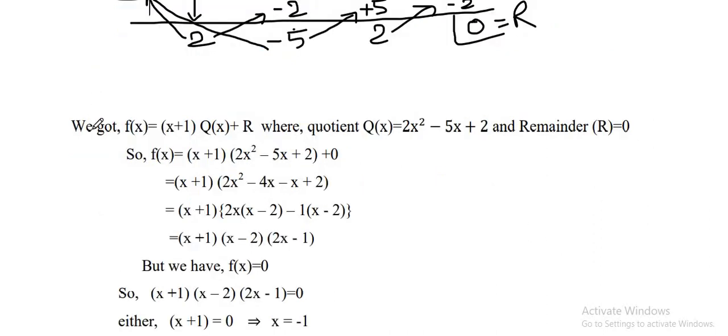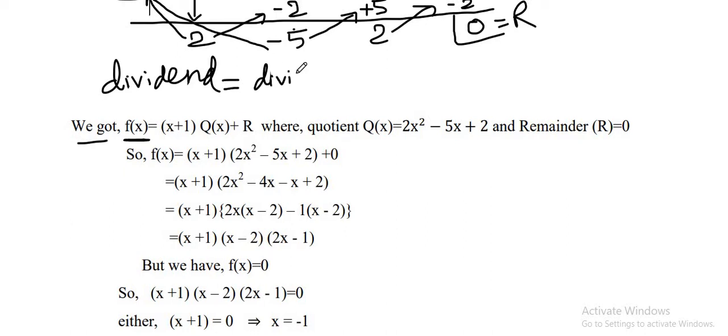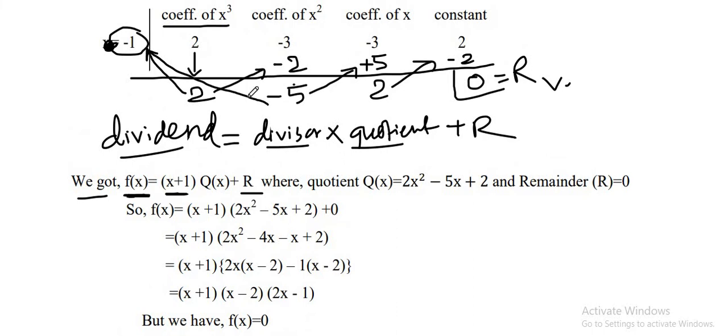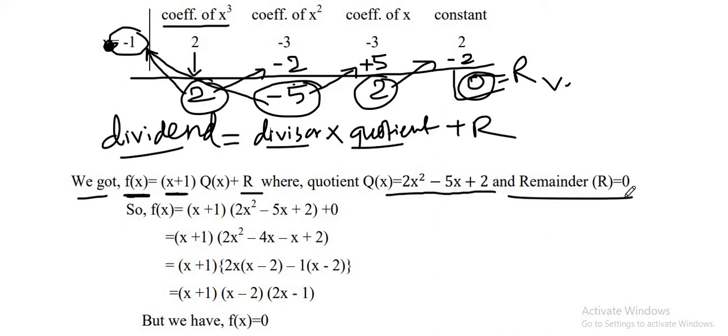Now by the division algorithm, dividend is always equal to divisor multiplied by quotient plus the remainder. So I have used the division algorithm where our dividend is f of x and divisor is x plus 1, and the quotient and the remainder we obtained here. You can see that the quotient equals 2x square minus 5x plus 2, and the remainder we found here is 0. So I have written here remainder r equals 0.